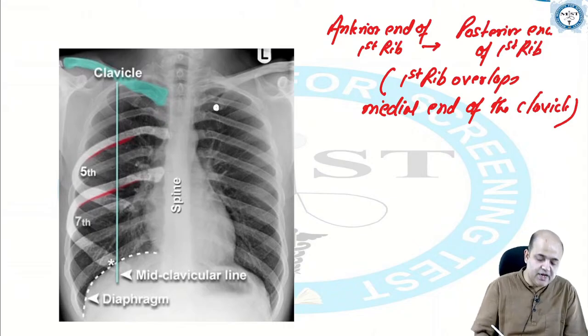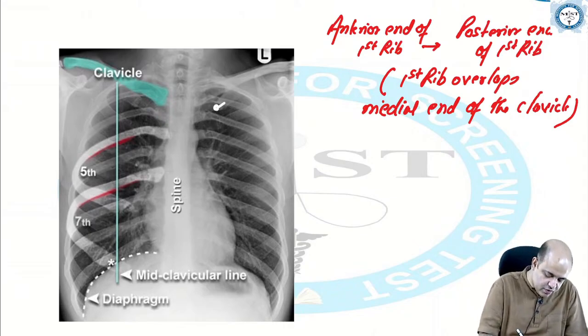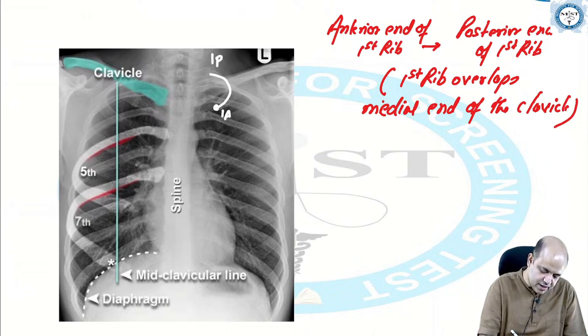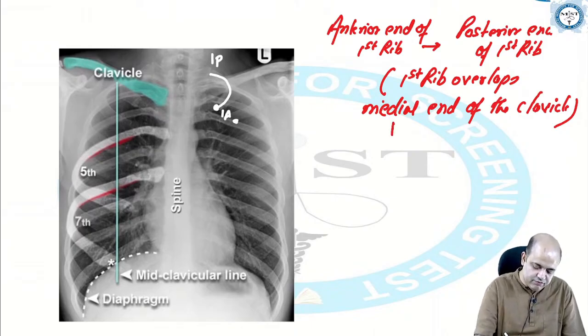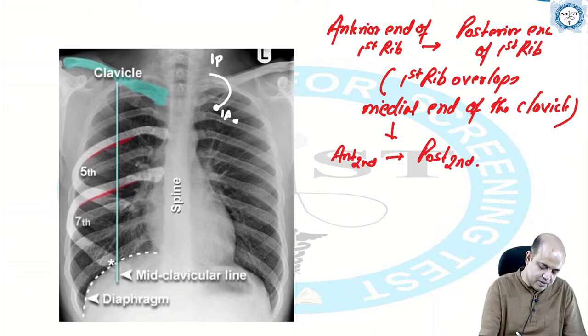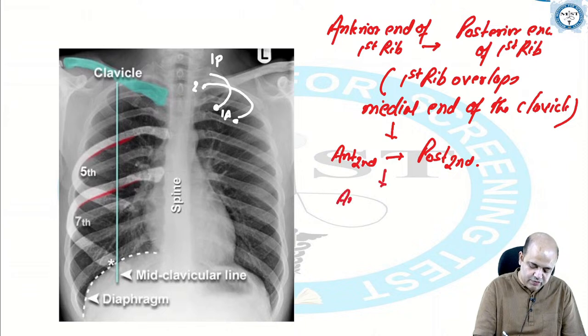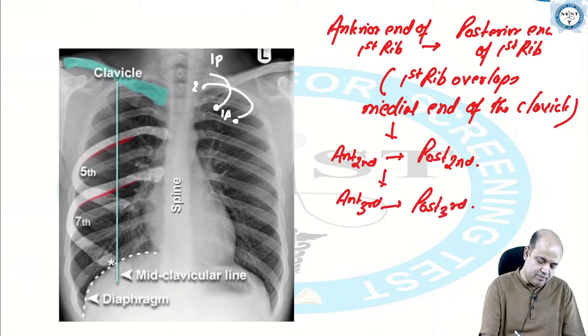So this is the anterior end of the first rib. From the anterior end of the first rib, we go posteriorly. This is the first rib posterior, this is first rib anterior. Then we again come back to the anterior end of the second rib, we go to the posterior end of the second rib. Then we again come back to the anterior of the third rib, and then we go to the posterior of the third rib.